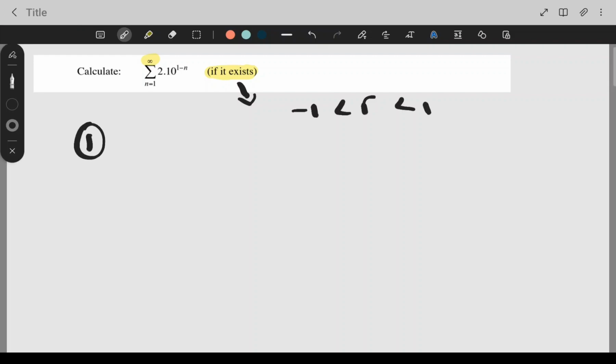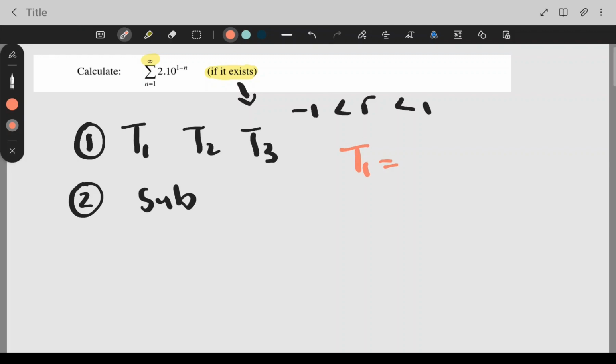Step number 1, you have to find term 1, term 2, and term 3. And then you can substitute everything into the formula, and then you get the answer. To get term 1, I substitute this number into the general term. There's the general term, 1 minus 1. Okay, and then I get 2.